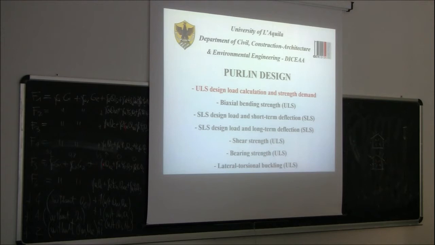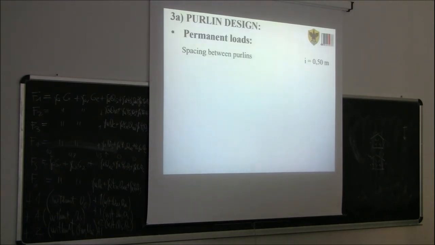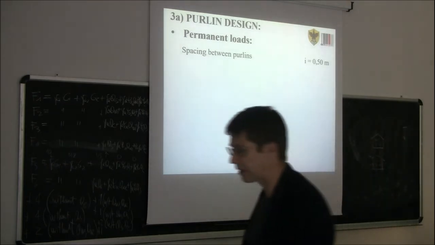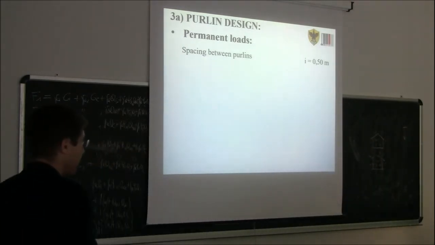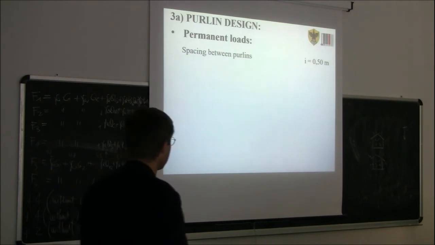Calculation and choice of the governing load condition among those 21. Okay, so first of all we need to calculate, of course, the value of G1, G2, QS, QW1, QW2, and QC. To calculate the permanent loads, first of all we need to have an idea about the spacing between the purlins, because we need to calculate the tributary width of the purlin.